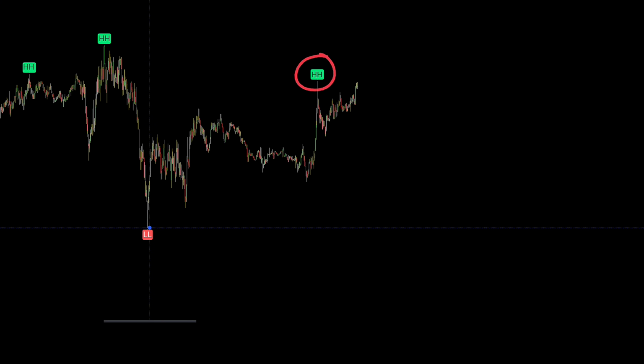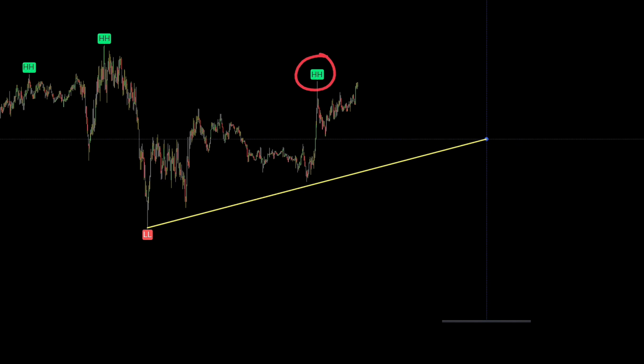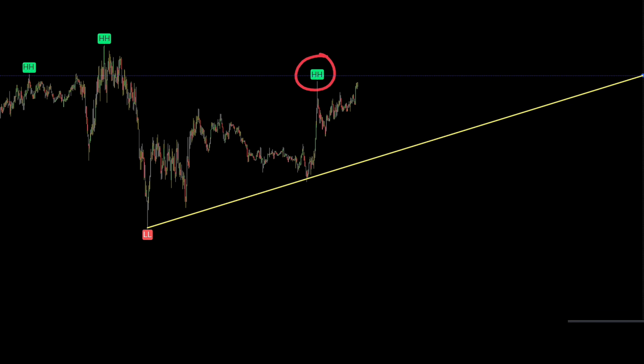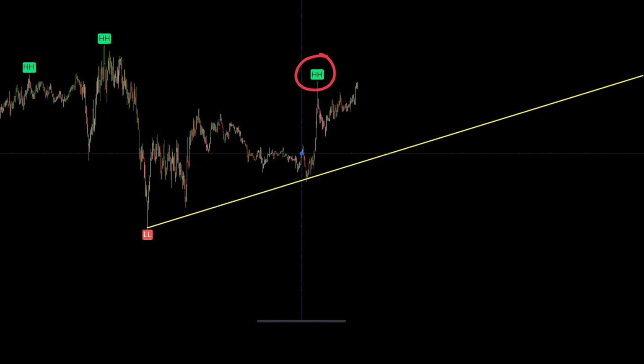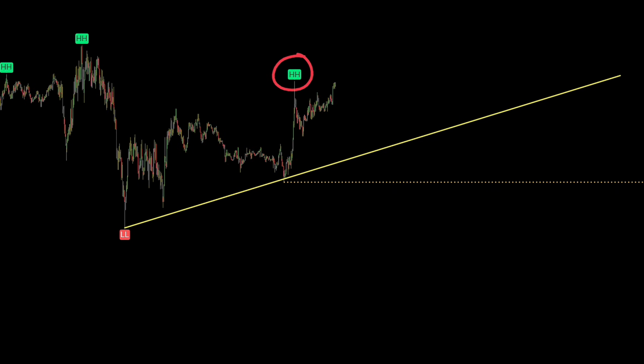Now that we have identified both extreme levels, we draw an ascending trend line from the lower wicks and the edges of the bodies of the candlesticks, touching the label. Furthermore, I draw a horizontal support line to the right from the candlestick that touches the ascending trend line we just plotted.